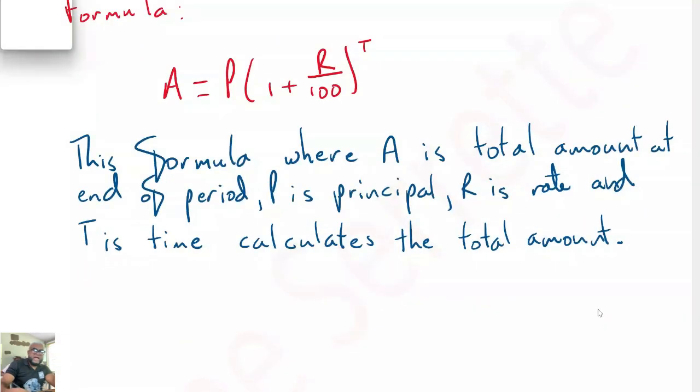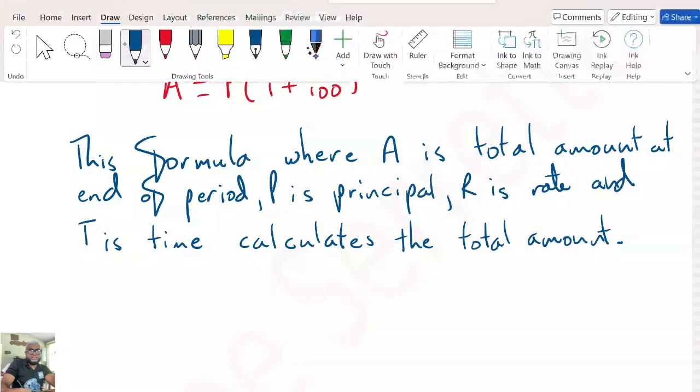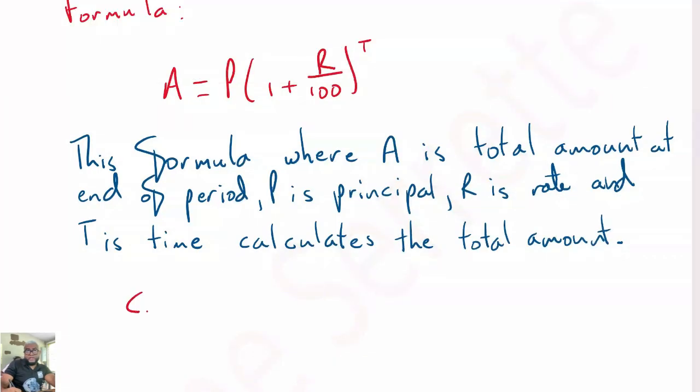If the question asks you to find compound interest, like find the amount which is the compound interest over the period, your compound interest is basically equal to your total amount minus your principal. That is what your compound interest will be.